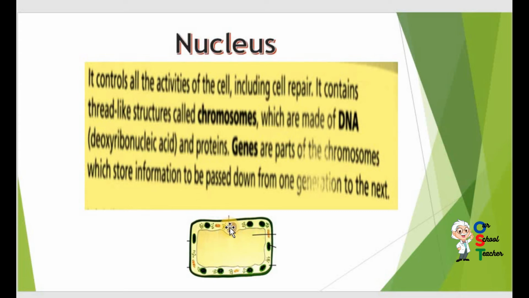DNA stands for deoxyribonucleic acid. And actually, this DNA contains a factor that is known as genes. These genes are responsible for inheriting information or characteristics from parents to offspring. So genes are parts of the chromosomes which store information to be passed down from one generation to the next one.